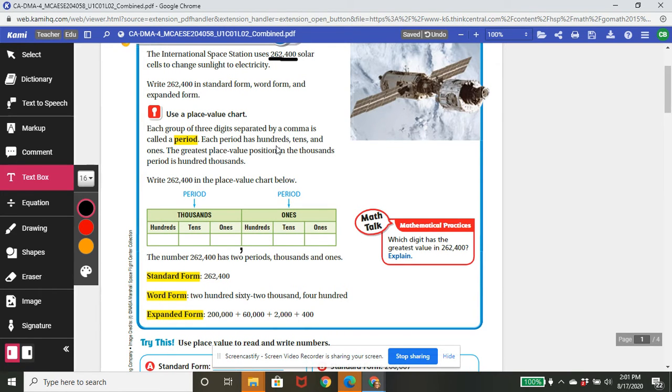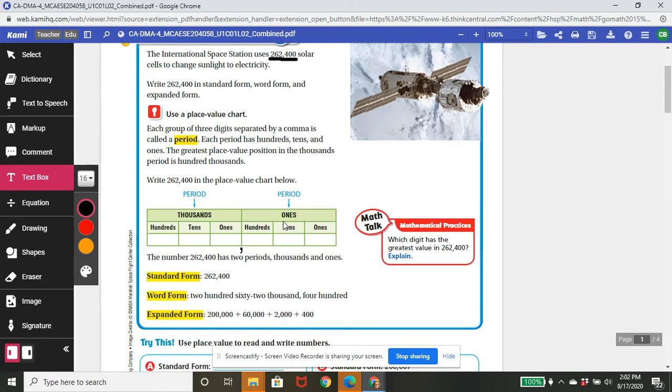So each period has hundreds, tens, and ones. And we saw that yesterday. Hundreds, tens, ones. And then it repeats. Hundreds, tens, ones. The greatest place value position in the thousands period is hundred thousands. When you get to hundred thousands, that is the biggest in that period. Okay? So take a look here. Every time there are 3 digits, you put a comma, and it's a new period.